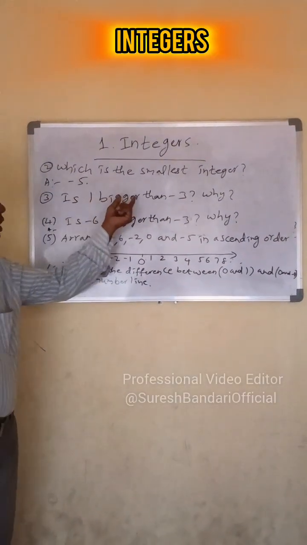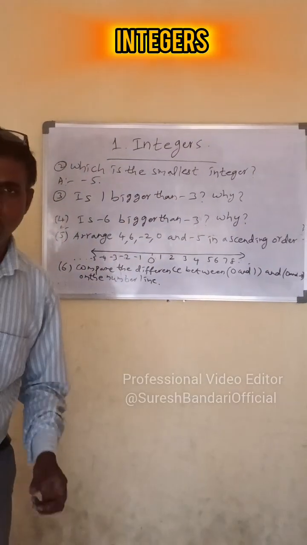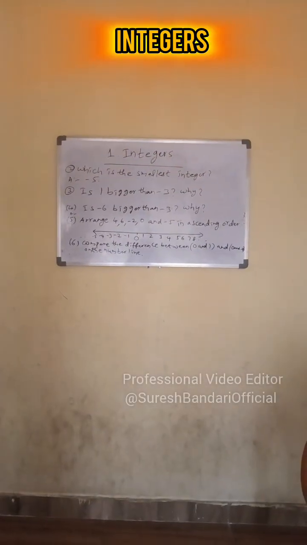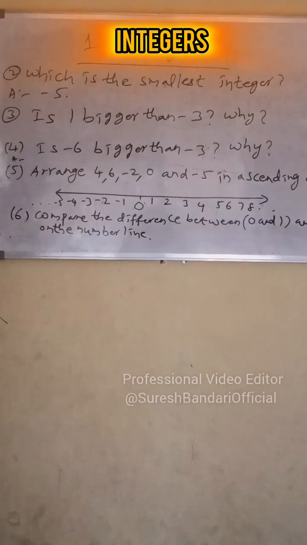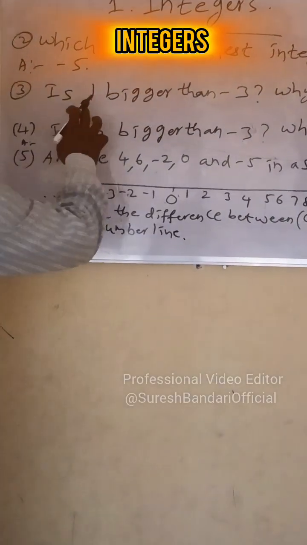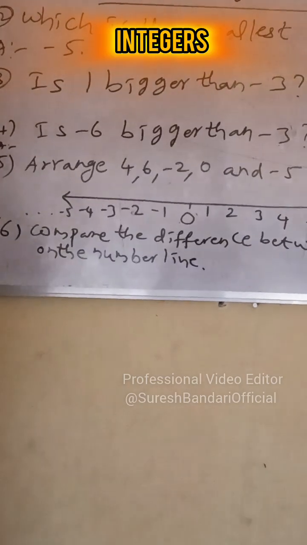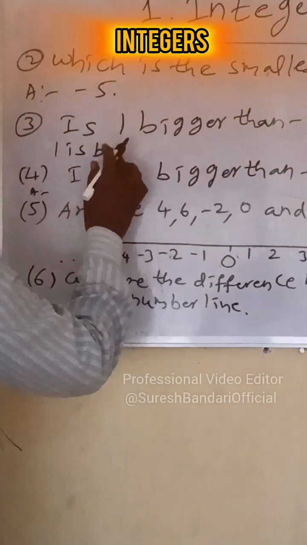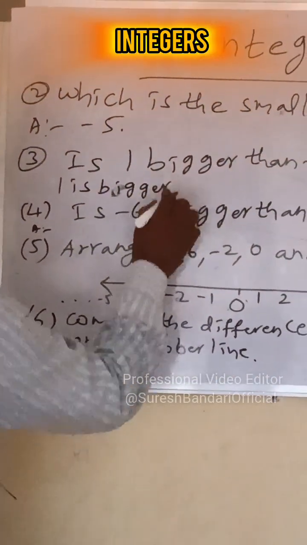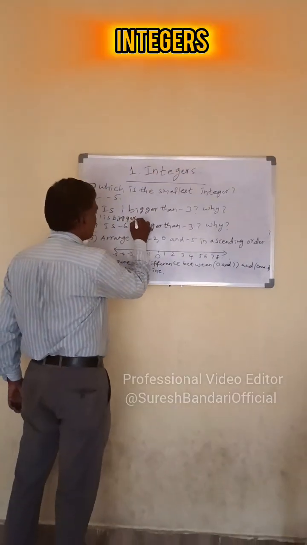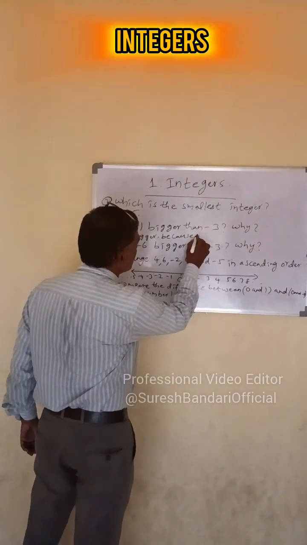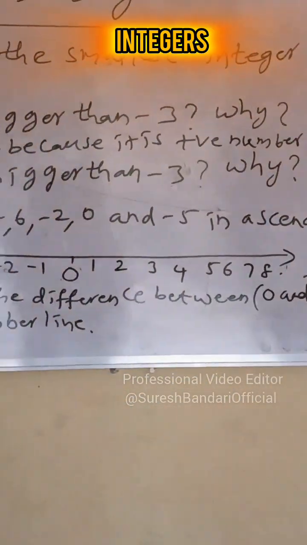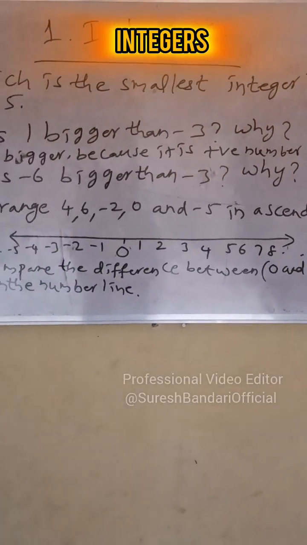Third question, is 1 bigger than minus 3? Yes, 1 is bigger than minus 3. Minus 3 means minus is a negative number. Negative numbers are smaller than positive numbers. Here 1 is a positive number. That's why 1 is bigger. Positive numbers are bigger than negative numbers.